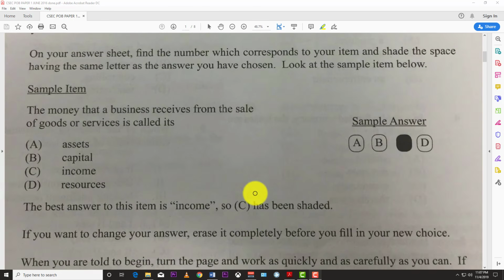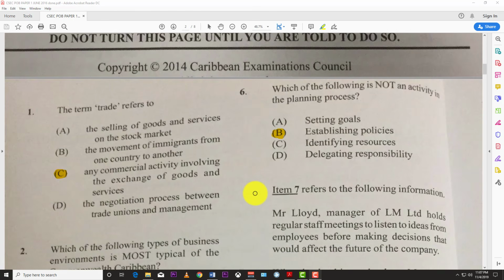All right, the first question we have here is, the term trade refers to, and the best answer here is C, any commercial activity involving the exchange of goods and services. So the best answer here is C.